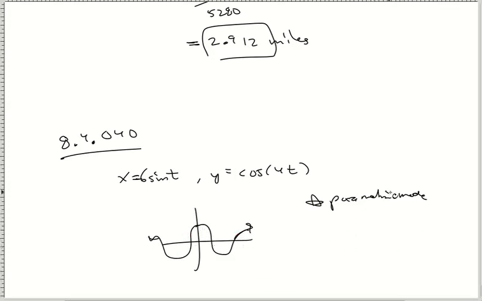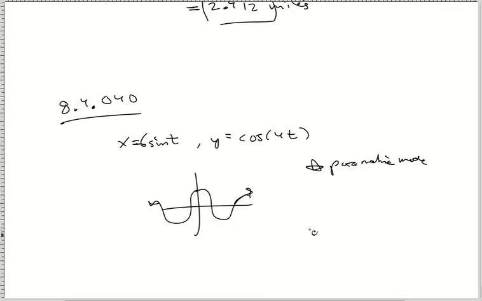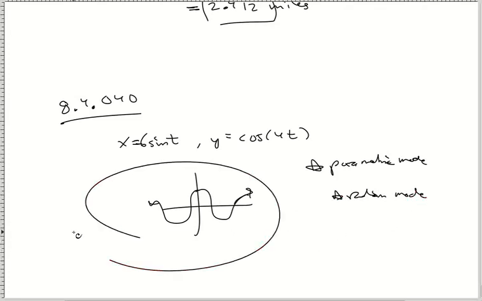Just use your calculator to do it. Parametric mode, you type it all in. Make sure you're also in radian mode for this one. I was just remembering that. Radian mode. And it should be fine. There you go. Something kind of like that.